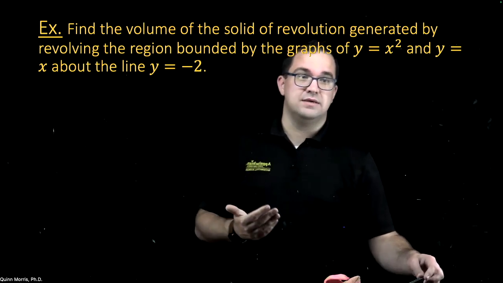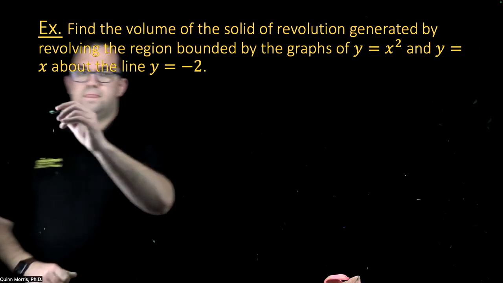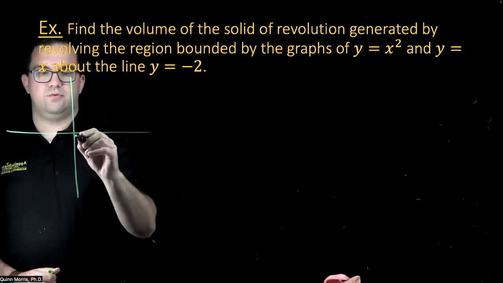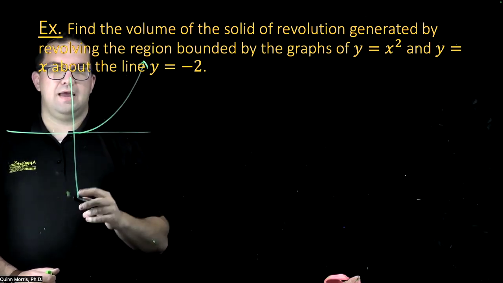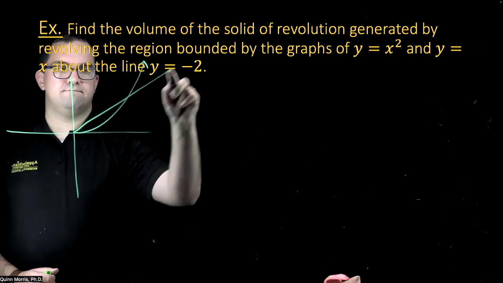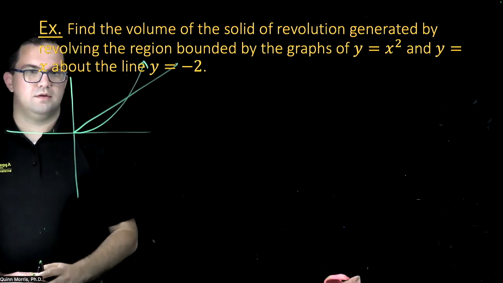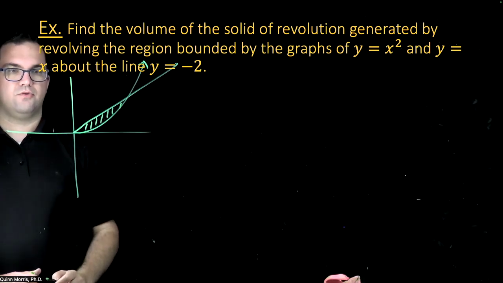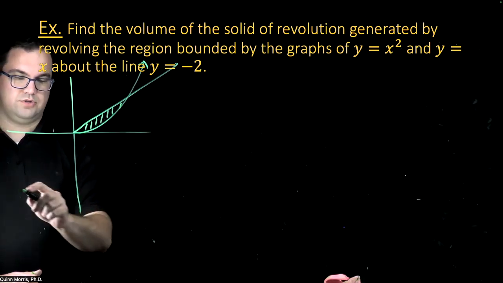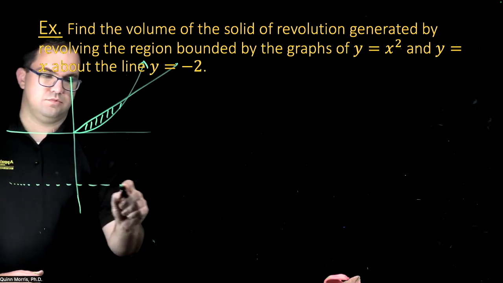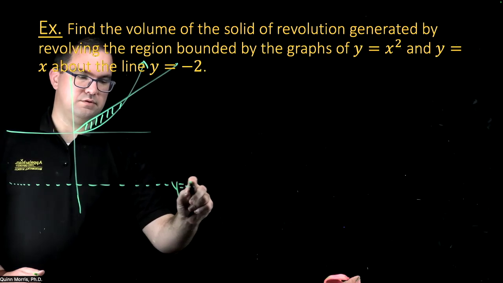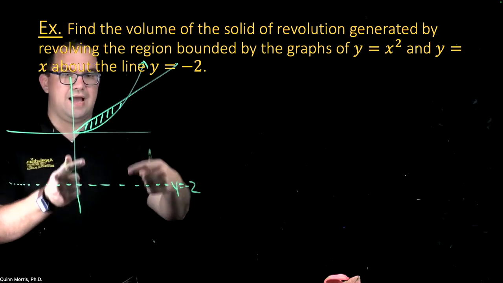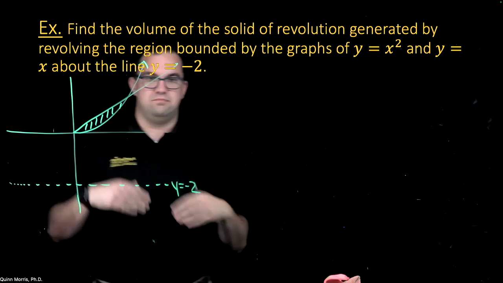Again, first step always is to sketch the region. Okay. So in this case, I have the graph y is equal to x squared and y is equal to x. And so you can see here, I'm going to end up with this shaped region here. But now I'm going to rotate about the line y is equal to -2. Imagine we're down here, and there's our axis of rotation. So now you can see this region doesn't touch the axis of rotation at all. So you're going to have this empty space in between.